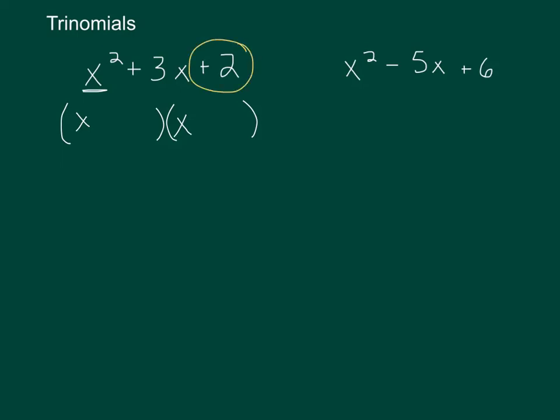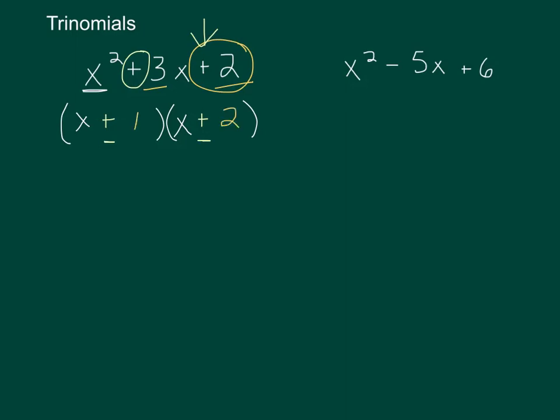If this second sign here is positive, that means that both of my signs in my factors will be the same, and they will both be whatever that sign in front of the middle term is. So these will both be plus. And then what I ask myself is, what multiplies to be 2 and adds to be 3? There's only two things that multiply to be 2, 1 times 2. And 1 plus 2 does equal 3.